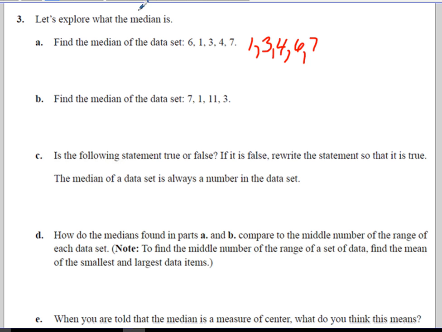And so when we look at them, we have 5 numbers. So in the middle is going to be that third number. And so our median is going to be 4.